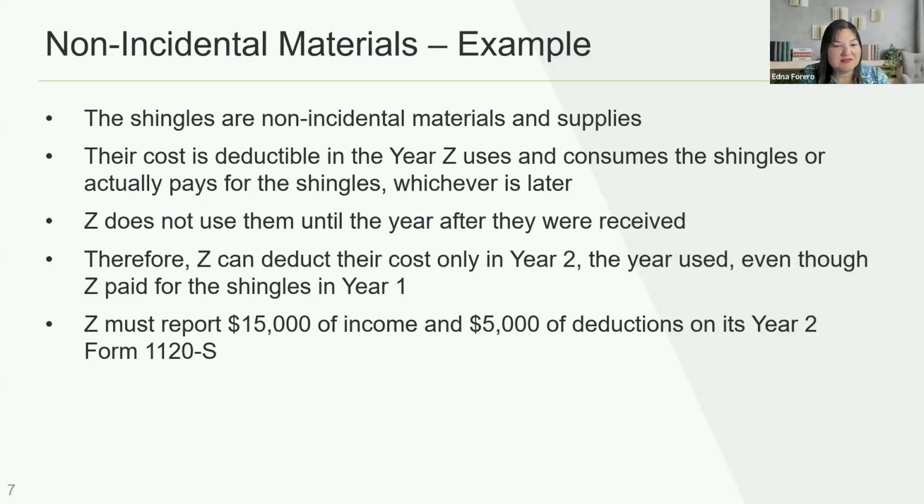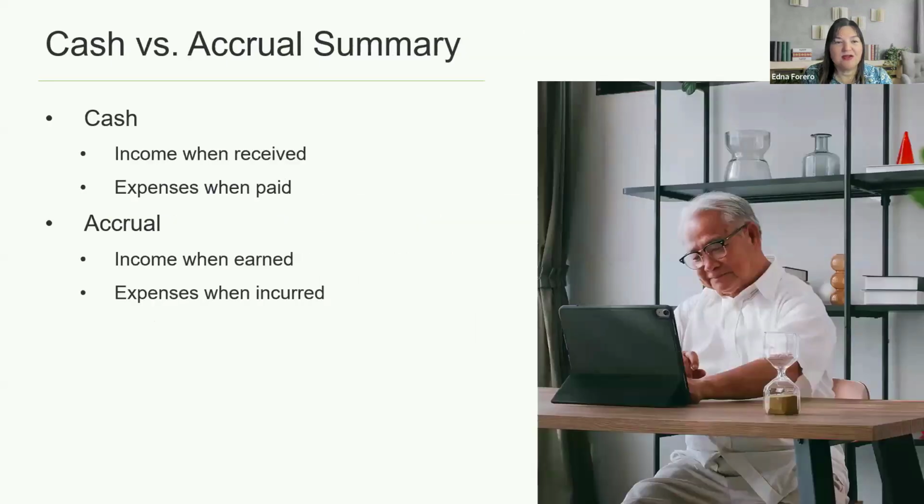So Z's got to report that $15,000 of income and $5,000 of deductions on its year 2 Form 1120S. I will be preparing one of those later for you, as well as in the case study that we're going to be doing over the next couple of days. But again, in this case, even though he had them delivered in year 1, they weren't consumed and used until year 2. So because he's using an accrual method of accounting, he's going to report that income and the deductions in year 2.